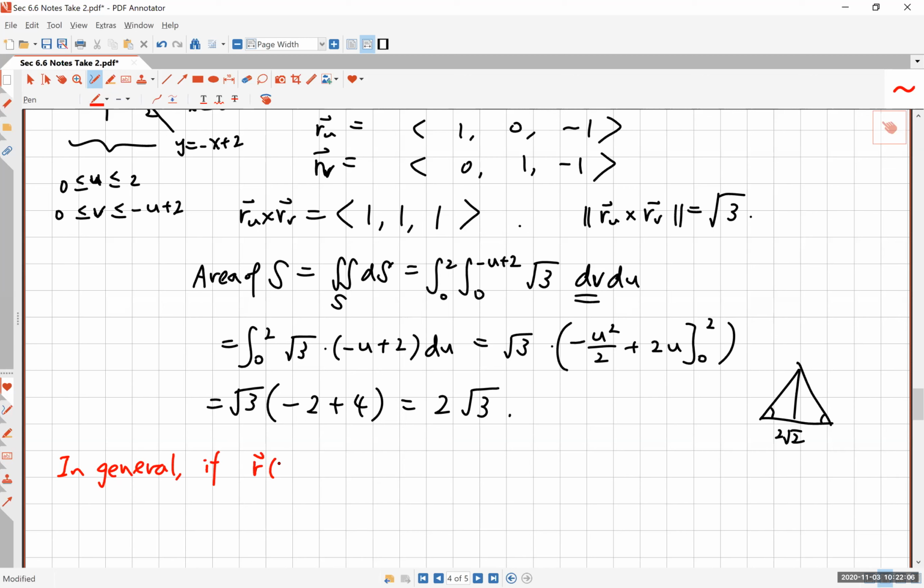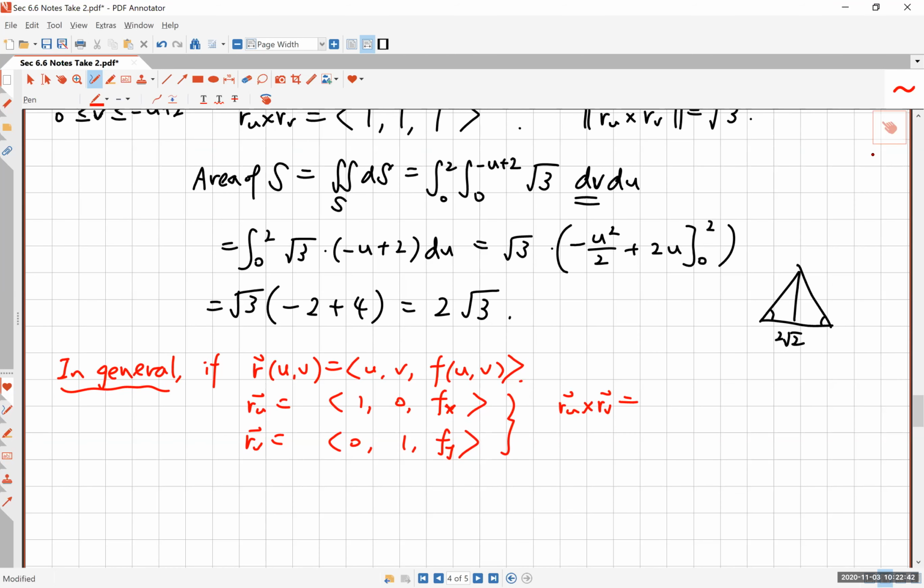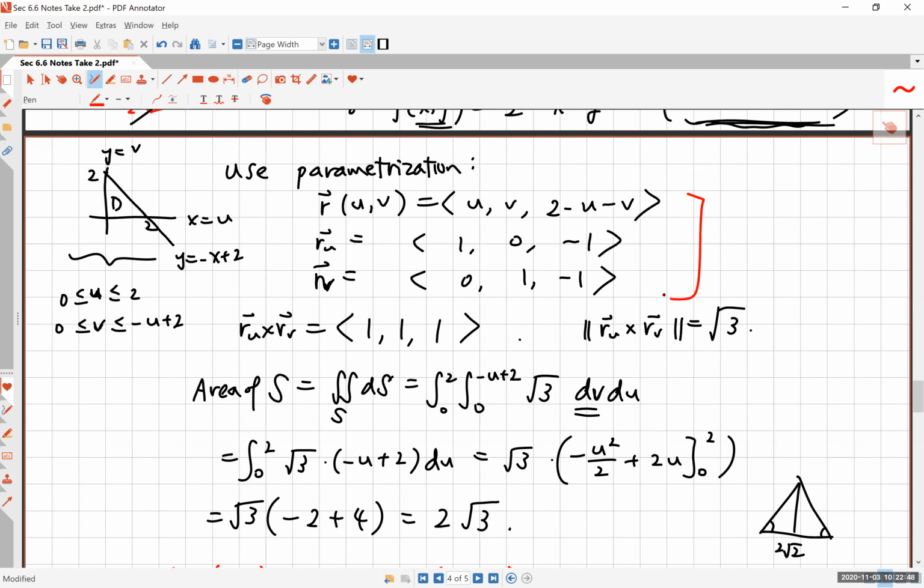Okay, and I might say in general, if r of u, v is defined as u, v, and f of u, v, then r_u is clearly 1, 0, f_x, right? So remember, because U is the same as X, and r_v is 0, 1, and then you take the derivative of f with respect to y. So this is what you get. And then r_u cross r_v. Again, in general, if z can be described as a function of x and y, then this is what happens. I'm generalizing what we just did here.